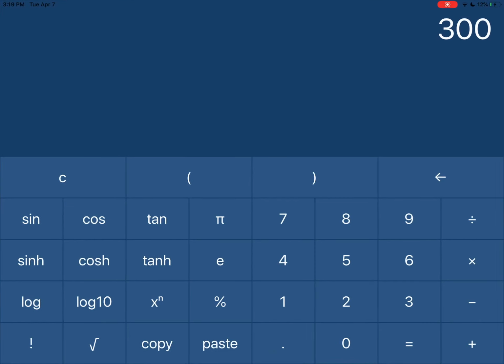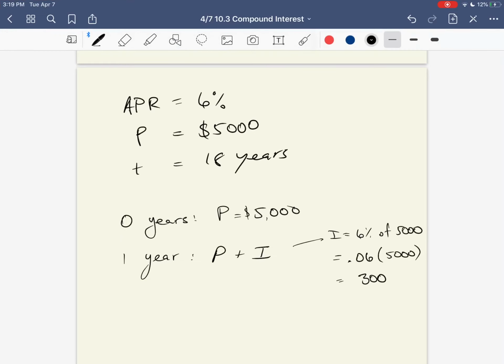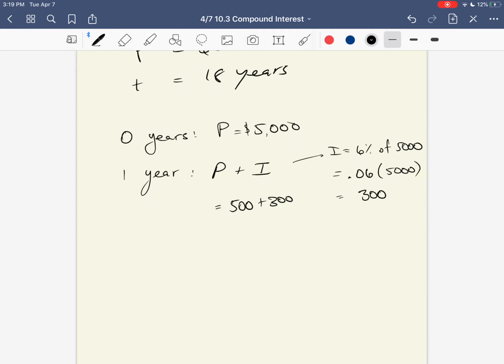Does that seem right? 0.06 times 5,000? Yeah, okay. Good. So that means that you will have gained 500 plus 300, and so that's 800. But really, I'm not going to be as interested in the numbers here yet, because I'm not interested in how much you have after 1 year. I'm interested in how much after 18 years. And I don't particularly want to continue down this process, right?